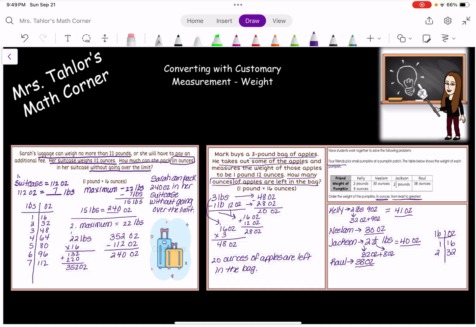Well, the smallest pumpkin is 30 ounces, and that would be Neelam's pumpkin. The next smallest is 38 ounces. The 38-ounce pumpkin belongs to Raul. Next, we have the 40-ounce pumpkin that belongs to Jackson. And the greatest would be 41 ounces, and that pumpkin belongs to Kelly.